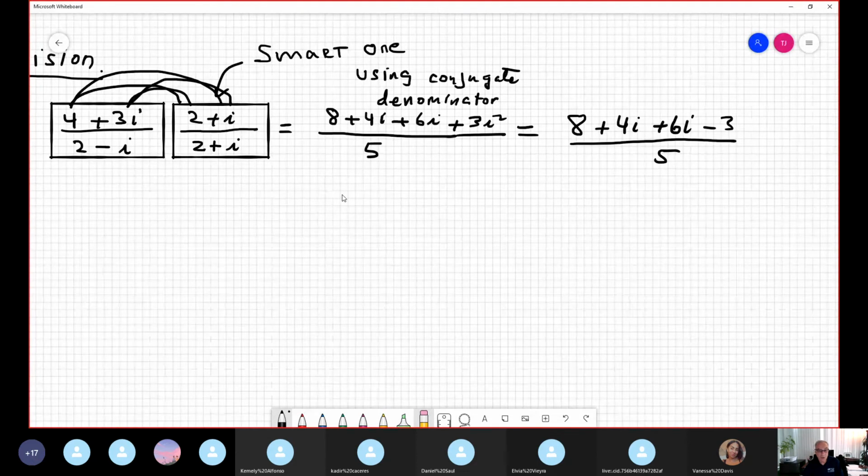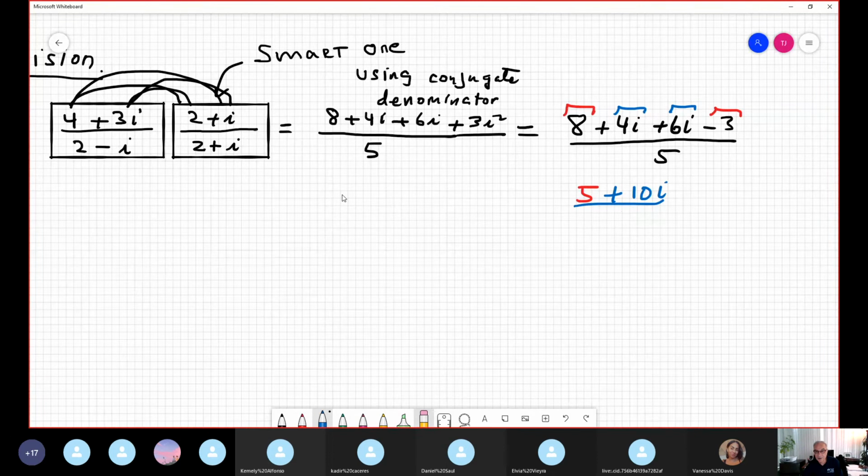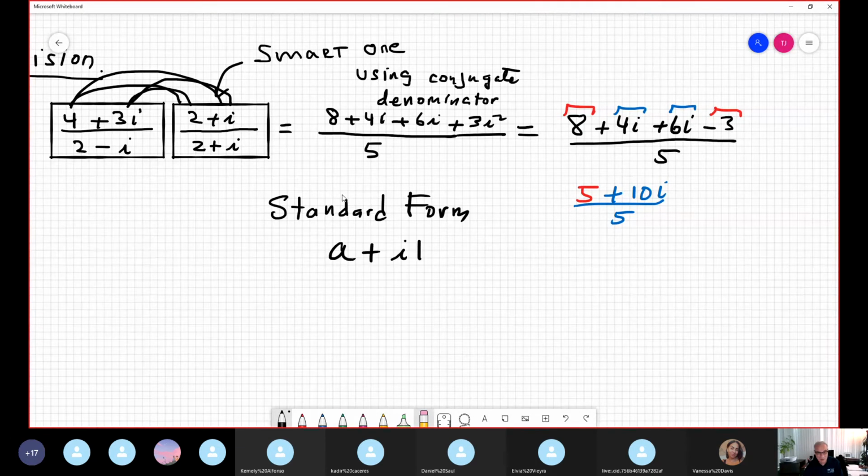Ready to combine like terms. Real part and real part, imaginary part and imaginary part. 10i divided by 5. Leave it like that? No. Because for any final answer using complex numbers, you need to write it using the standard form of the complex number, a plus bi.